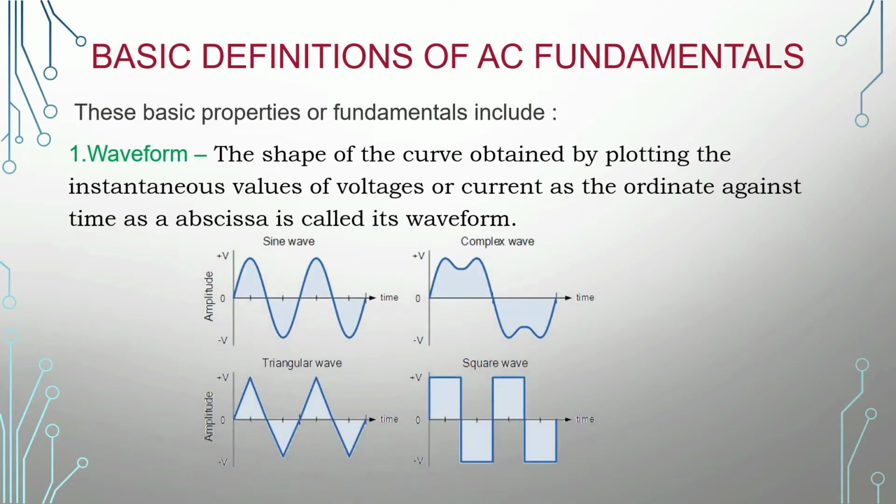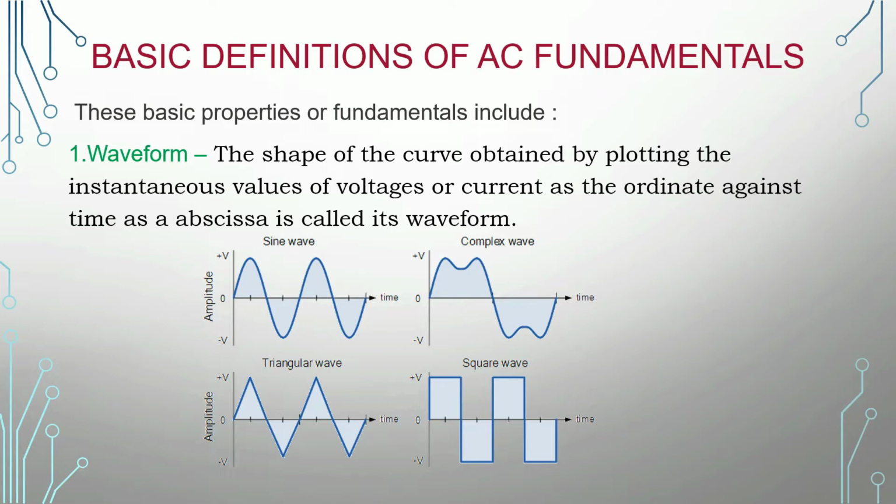So let's understand this by a simple wave. Here the ordinate is nothing but the y-axis and the abscissa is nothing but the x-axis. By plotting and joining the values of sine 0, pi, 3 pi by 2 and 2 pi, we get a wave, and its shape is nothing but its waveform. There are different types of waves such as sine waves, complex waves, triangular waves and square waves.